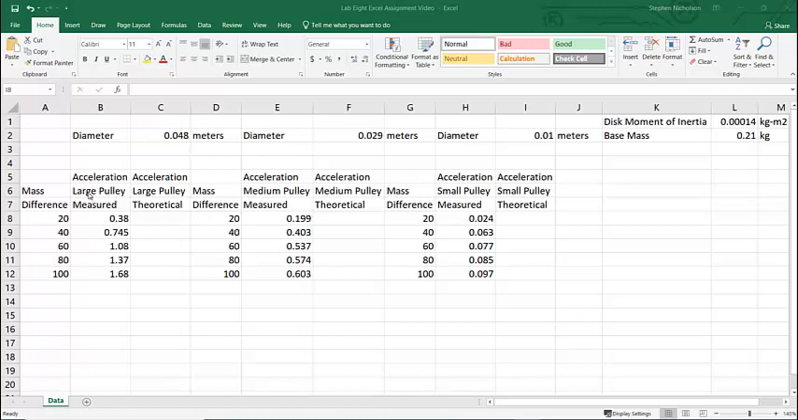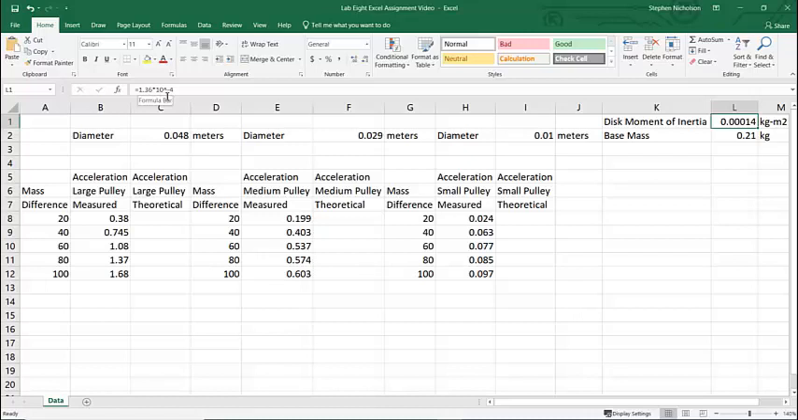We had 3 different pulley sizes: large, medium, small. The diameter of the large pulley was 4.8 centimeters or 0.048 meters. The diameter of the medium pulley was 0.029 meters, and the diameter of the small pulley was 0.01 meters, 1 centimeter.